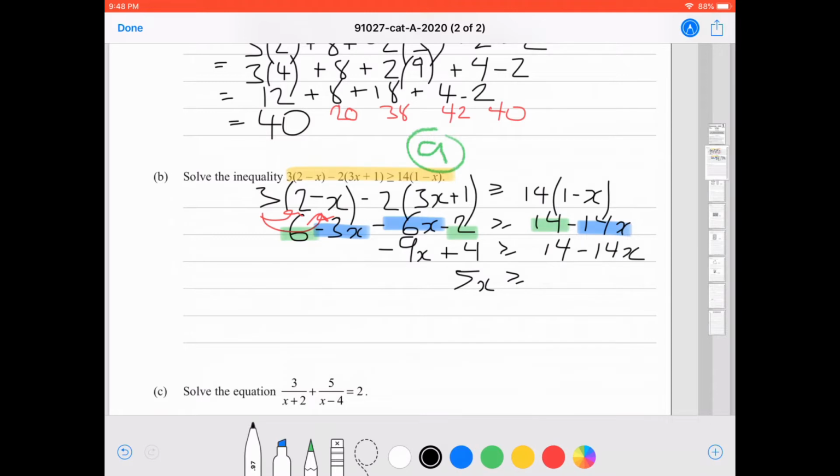And at the same time, we'll take our 4 and take it to the right-hand side. So it's 14 minus 4, and that equals 10. So we've got this equation now. 5x is greater than or equal to 10. Dividing by 5 on both sides, you've got x is greater than or equal to 2. Okay, and solving this inequality, x is greater than or equal to 2 gets you the merit grade here. You achieved expansion of all brackets, so this step gets you the achieved.